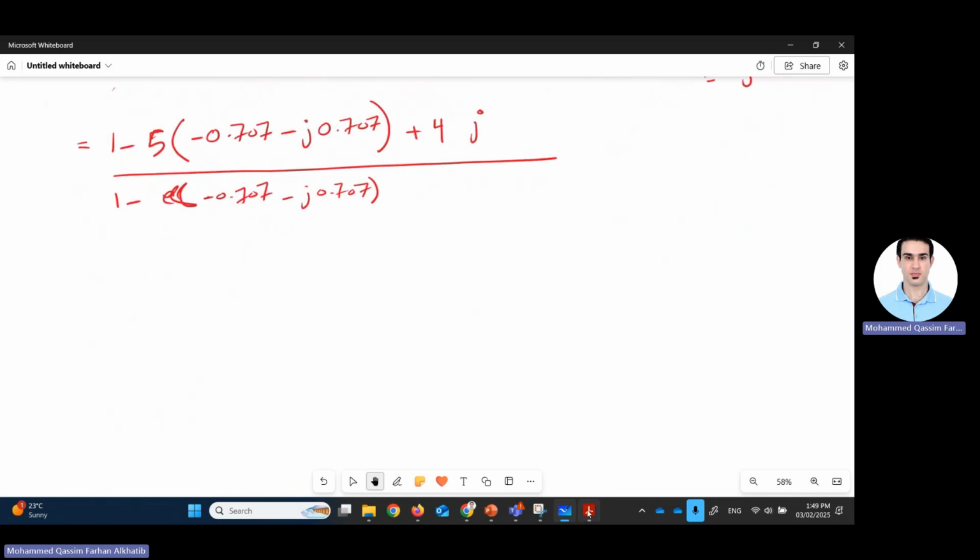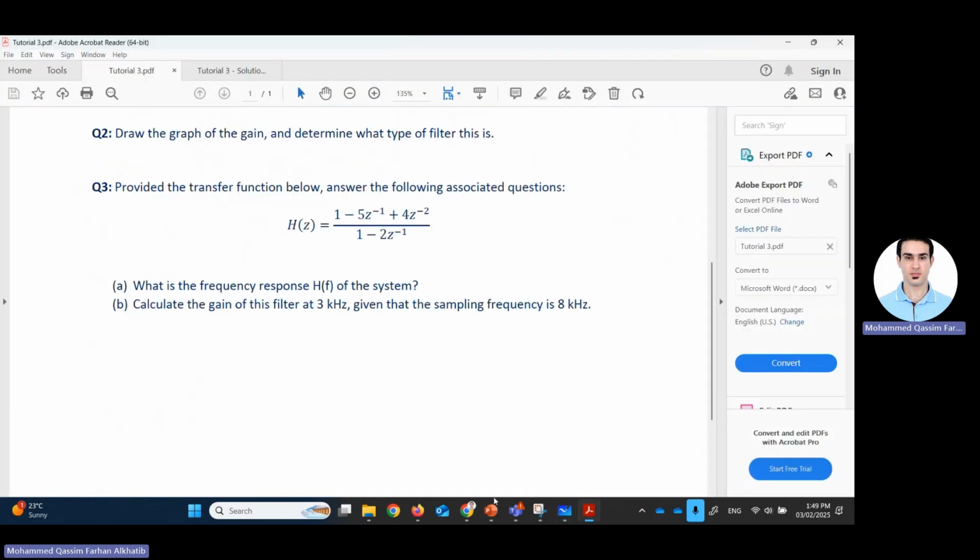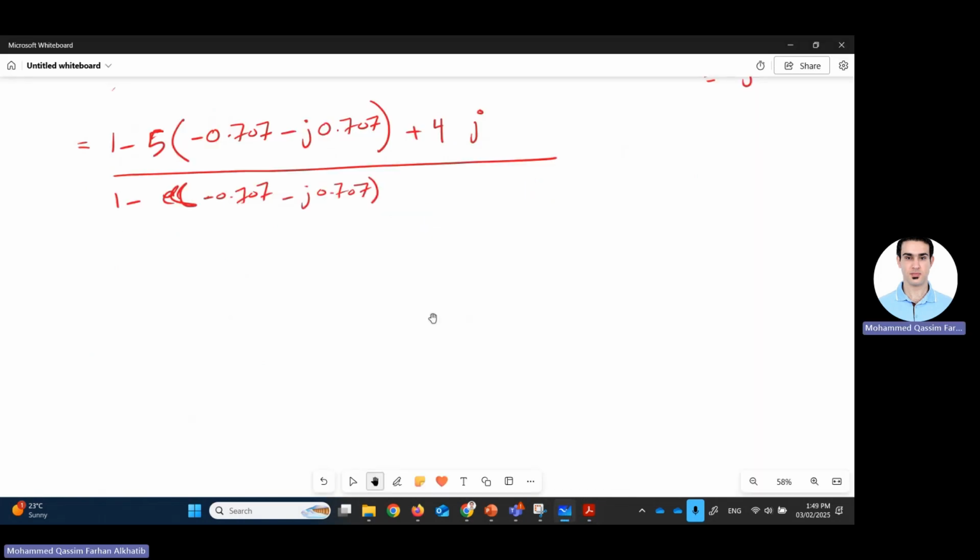Okay, so the question is asking for the gain, right? Calculate the gain. So let's simplify the upper one.